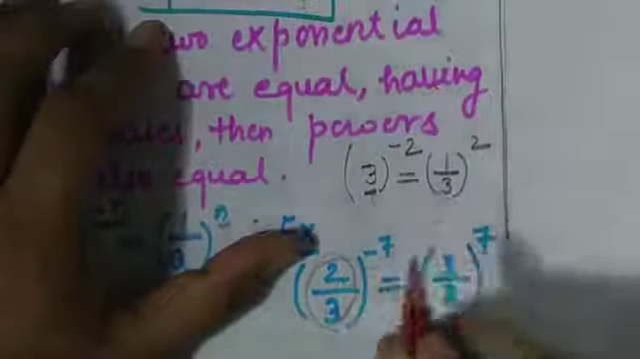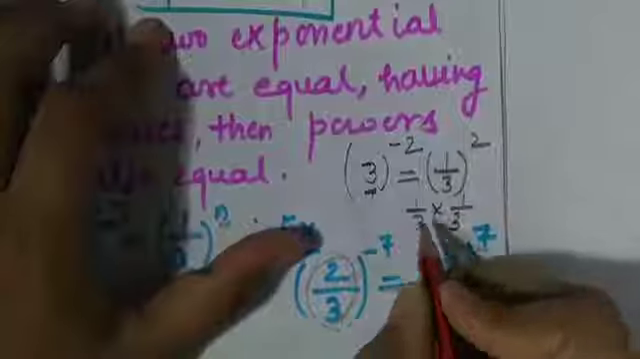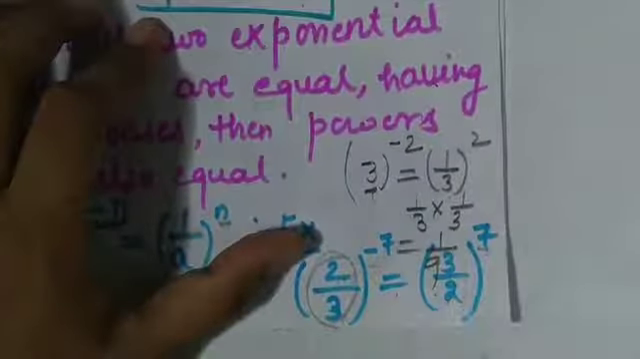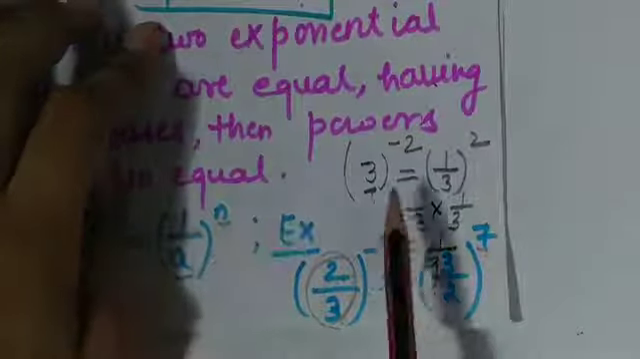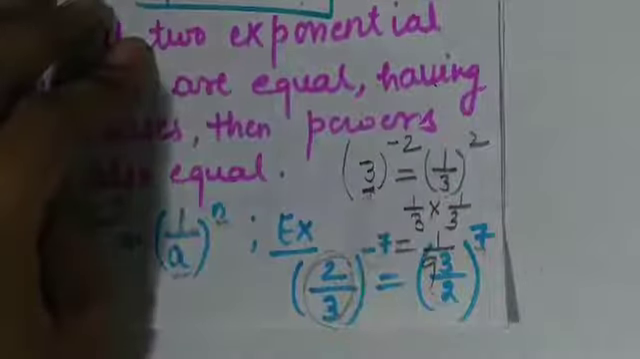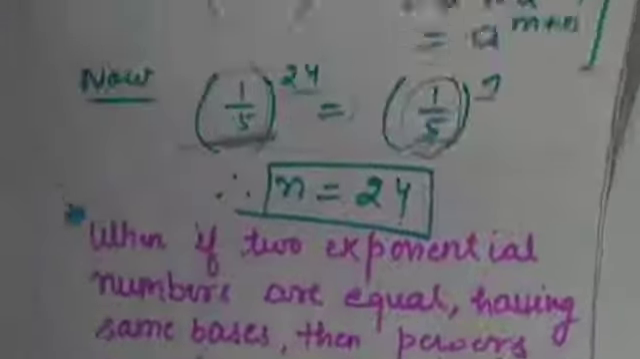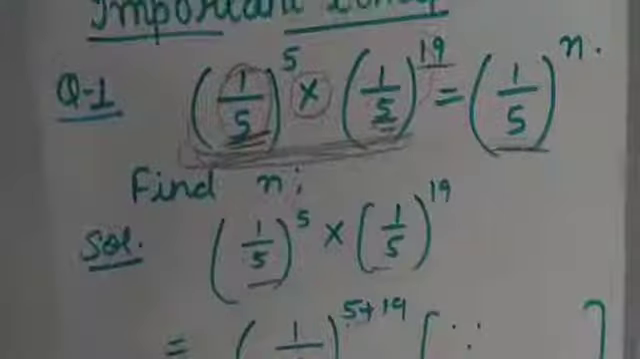So it will be (1/3) raised to the power 2. (1/3) raised to the power 2 means 1/3 is multiplied twice, so it will be 1/9. This is how to solve an exponential number having a negative power. This I wanted to explain. So the summary of the chapter is completed now.